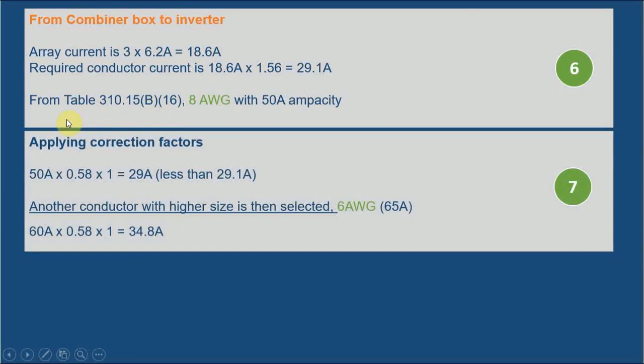We use the derating factor for the ambient temperature, which is 0.58, and since we have only one cable, there is no derating for the number of conductors, so it is 1. Multiplying these two, we get that this conductor could carry up to 29, which is less than 29.1. So we select the next higher conductor size, which is 6 AWG, which has a 65 amp capability, and after applying the same factors we get 34.8 amps.